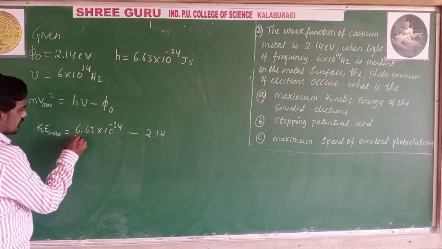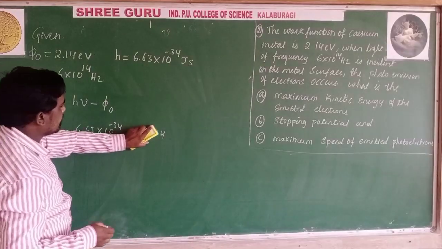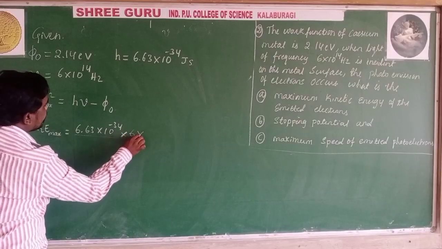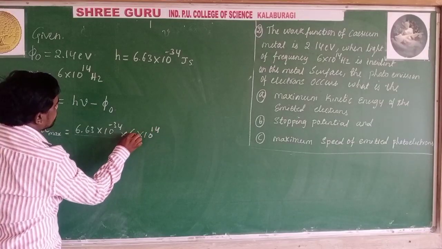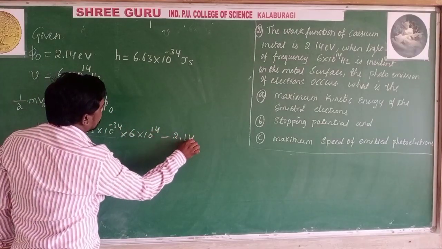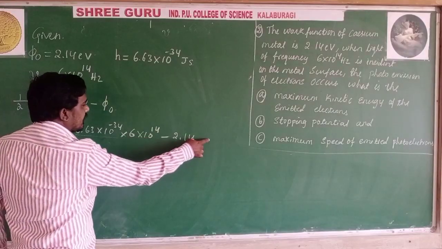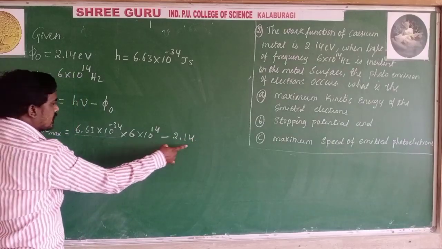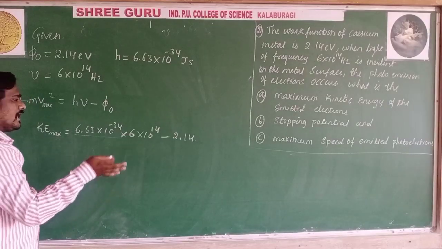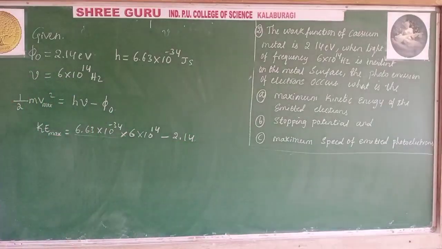If we want to convert this to electron volt, once again you write here the new values. Frequency value, that is 6 × 10^14, and work function is 2.14. Here it is joule second, here frequency is hertz, here it is electron volts. These are different units. That's why it is not possible to subtract directly. Either you convert in terms of electron volt or you convert in terms of joule.